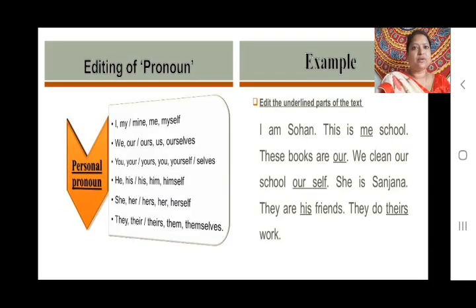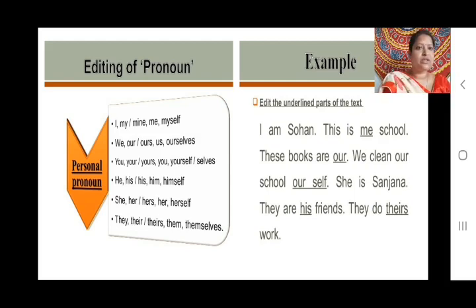Editing of pronouns. Pronouns refer to the words which are used in place of a noun: I, my, mine, me, myself, we, our, ours, us, you, he, she, they. So these are the different personal pronouns. Let's come to the example part.